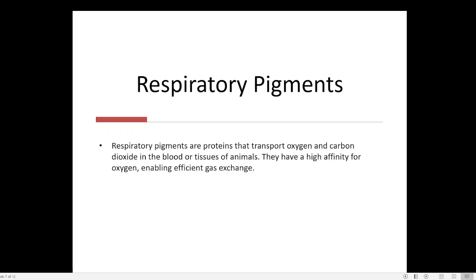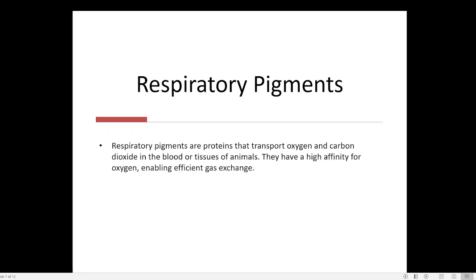So for example, we have already studied hemoglobin. You might have also learned about myoglobin or sometimes hemocyanin. In the case of respiratory pigments, these are actually proteins, and these proteins transport either oxygen or carbon dioxide in the blood to tissues and cells of the animal. So such proteins which are capable of transporting oxygen and carbon dioxide are known by the name respiratory pigments, and they have a very high affinity for oxygen.